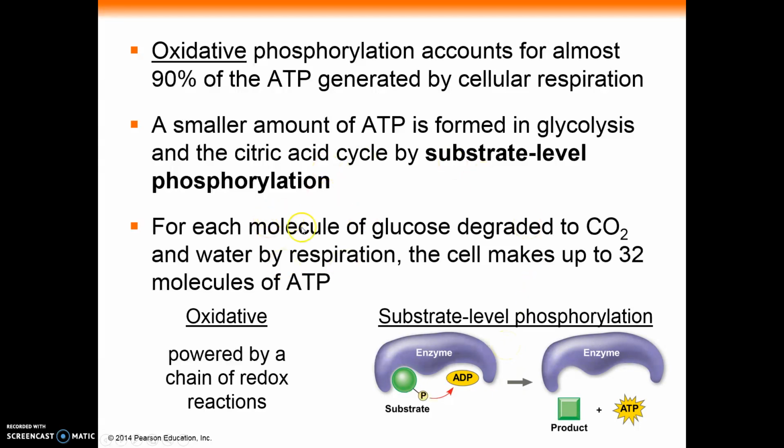Now, for each molecule of glucose that's degraded to CO2 and water through this process, the cell can make up to 32 molecules of ATP. And this isn't an exact number, and we'll talk about why it's not a fixed number a little bit later.